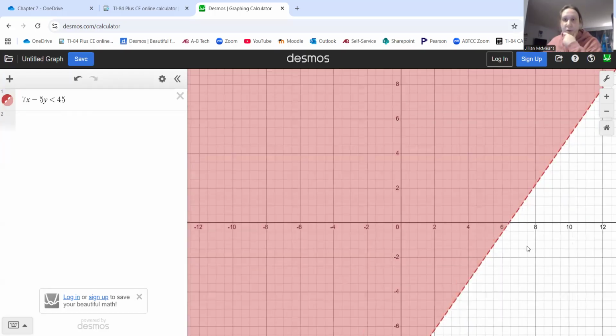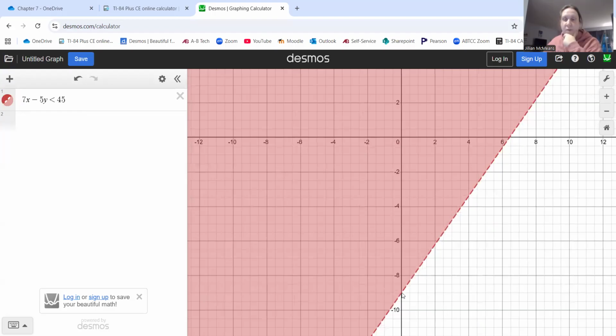So you can see pretty clearly we've got our y-intercept of -9. We have a dotted line. We clearly have a positive slope. If we were to go up 7 and to the right 5, we would end up at another point on the line. We shaded above the line.